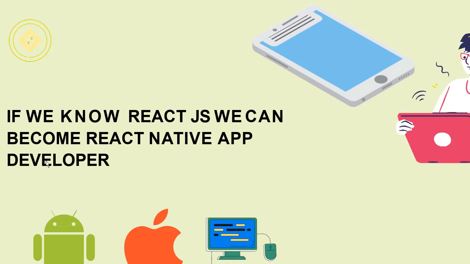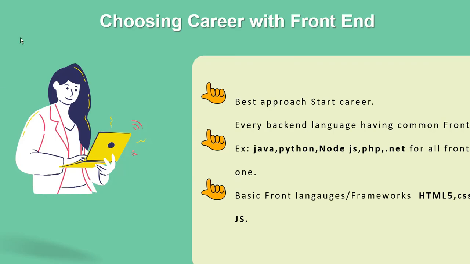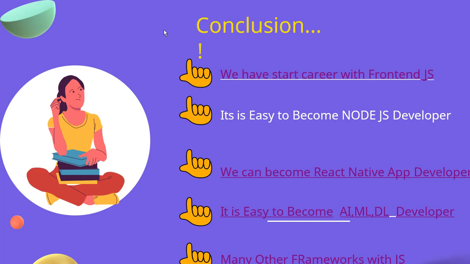So again you are going to get 3 lakh, 3 lakh, 3 lakh as an entry level, I'm telling. If you go for 5, 10 years experience, you will get a 40, 50 lakh package also. So it defines your knowledge. The next is choosing a career with the front end. I already told that. And conclusion: why we have to start with the front end and why it is JavaScript. I have told about front end JavaScript frameworks and the React Native app developer also.